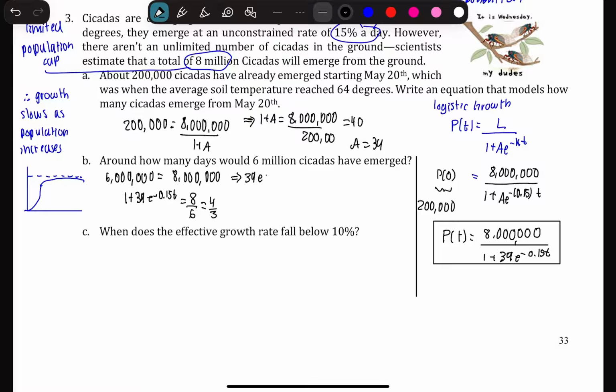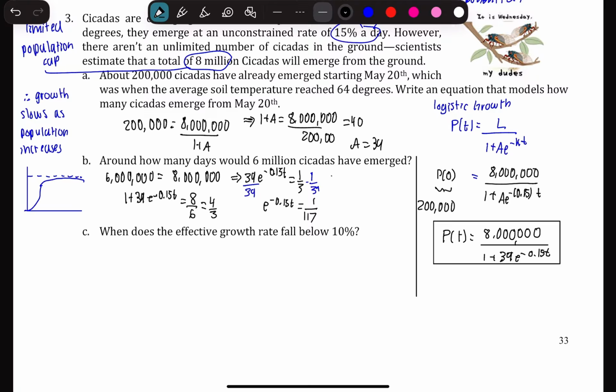So again, 39 times e to the power of negative 0.15t, and that's going to equal 1 over 3. And then multiplying and getting rid of 39 on this side, you get e to the power of negative 0.15t is going to equal 1 over 117. Okay, great.